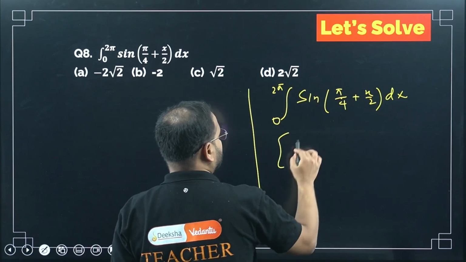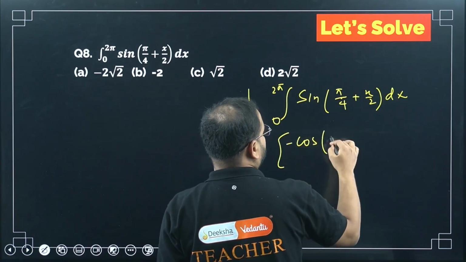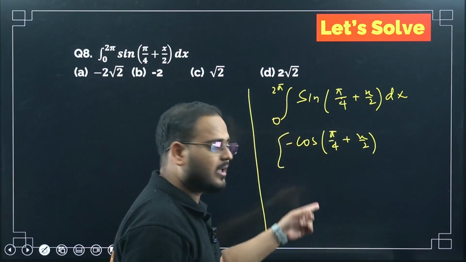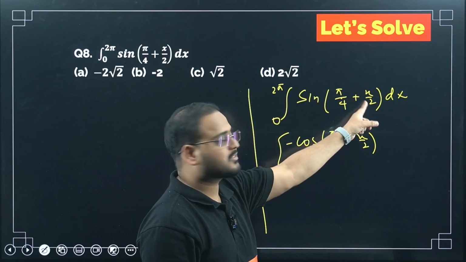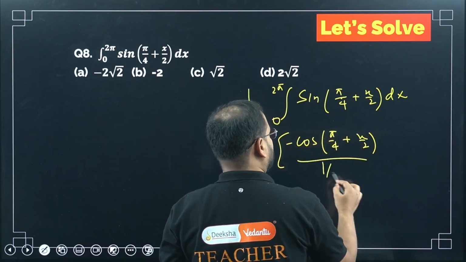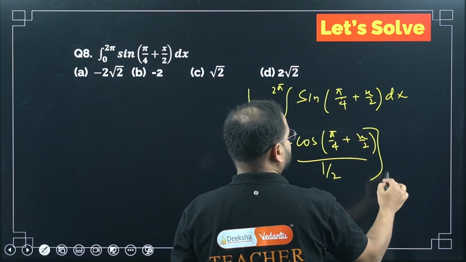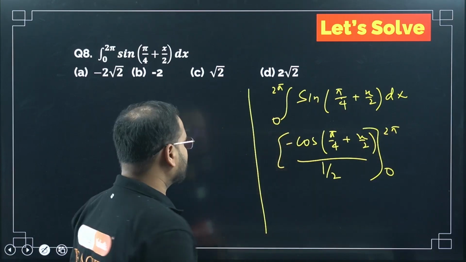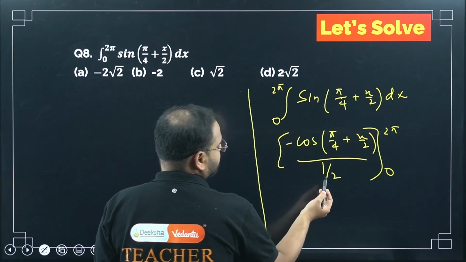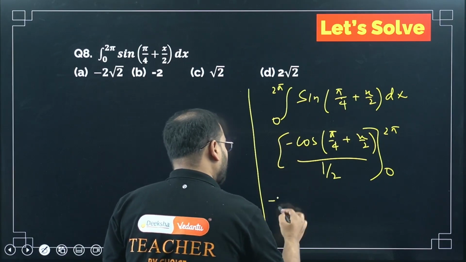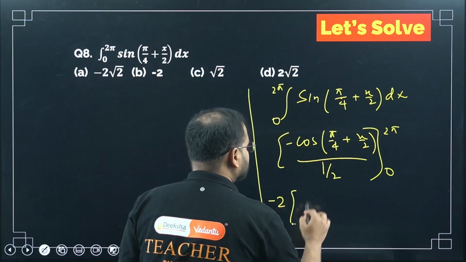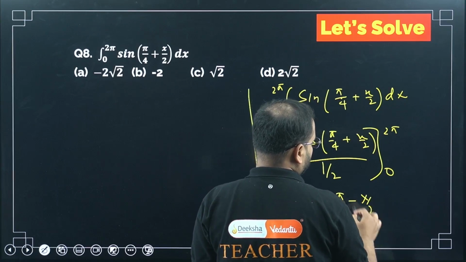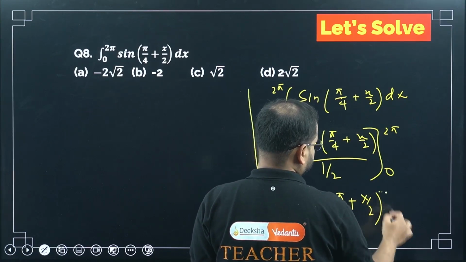Okay. This integration will become what? Simply cos with the minus sign, pi by 4 plus x by 2, divided by whatever is the coefficient of x. What is multiplied with x? 1 by 2 is there. So divide everything by 1 by 2 in the same limit 0 to 2 pi. Take the minus sign and 1 by 2 outside, it is a constant. So this is 1 by 2 in the denominator, right? It will become 2 in the numerator, so minus 2, and cos of pi by 4 plus x by 2 in the limit 0 to 2 pi.